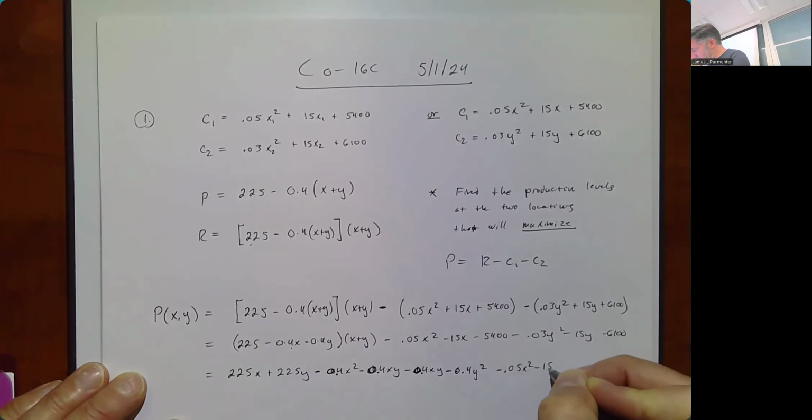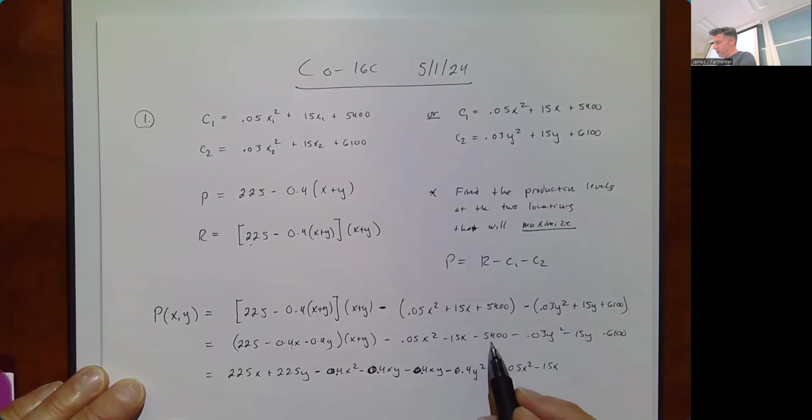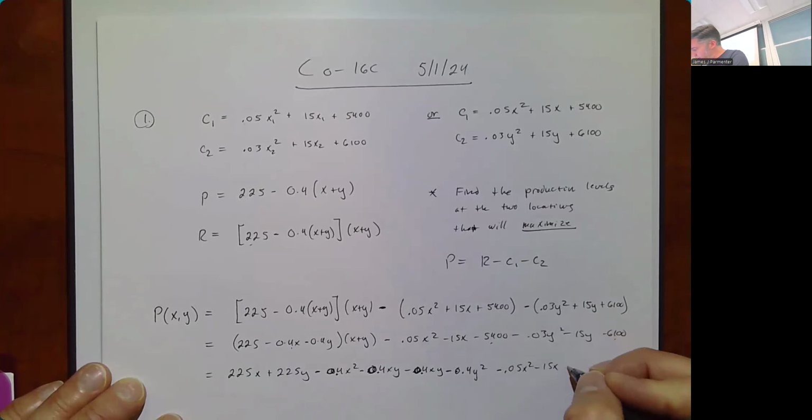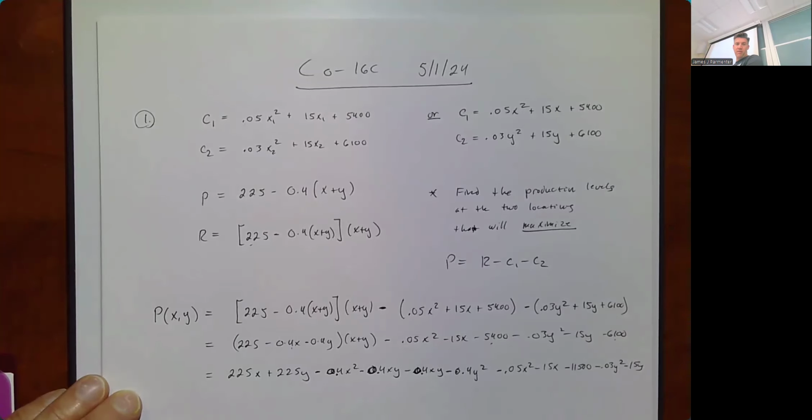Kind of a lot of stuff. Let's combine the minus 5,400 and the minus 6,100 to get minus 11,500. Minus 0.03y squared, minus 15y. And then we're going to do our best to combine all the x's and the y's together. Oh, this is a slightly different question. Yeah, that one's a little bit easier, which is fine.